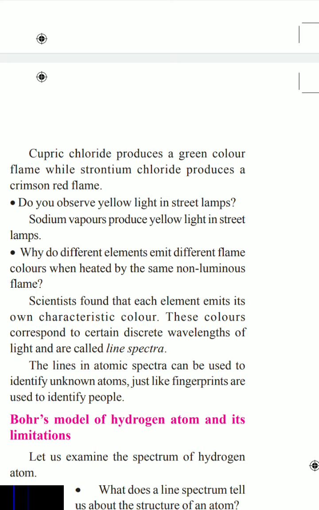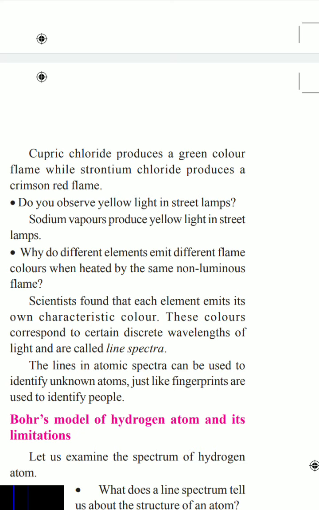So each and every element has a separate wavelength, and according to their wavelength, they will emit different colors of light with a different intensity. For example, here we have one small activity to know about these elements, what they will emit, and how they will emit the light energy.